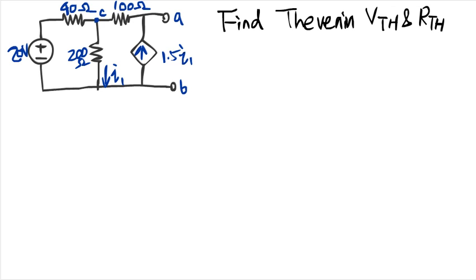This dependent current source runs 1.5 times I1, where I1 is a current running in this branch. So first thing, we're going to find what is VTH. Now there are several different ways that you can think about this. It's basically trying to solve this particular circuit and find out what is the open voltage over here at A and B. Now how do we do this?